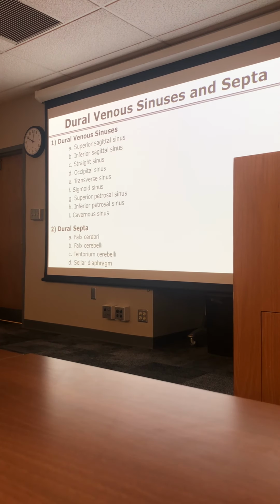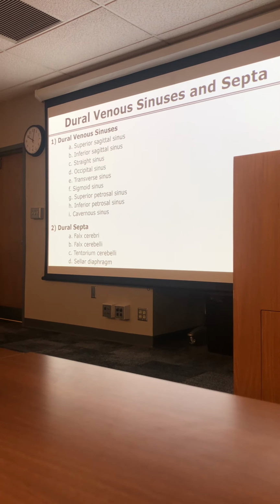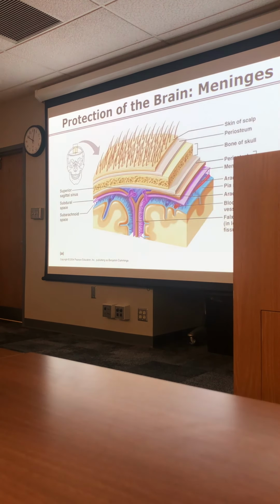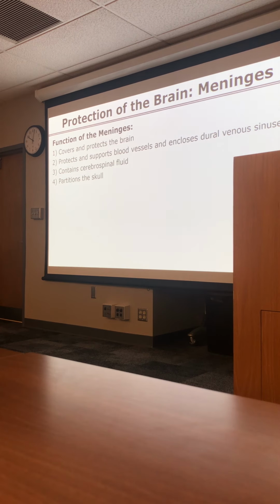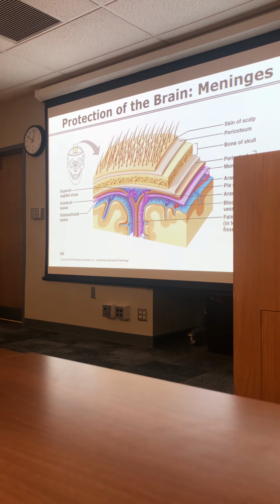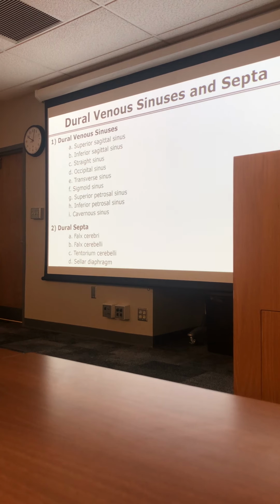Now here's the interesting part. The dura mater does a lot more than just protect the brain. It goes back to those other categories of structures and functions, and really is going to be important in number 2 with enclosing dural venous sinuses and partitioning the skull. And that is through what are called the dural venous sinuses and dural septa.